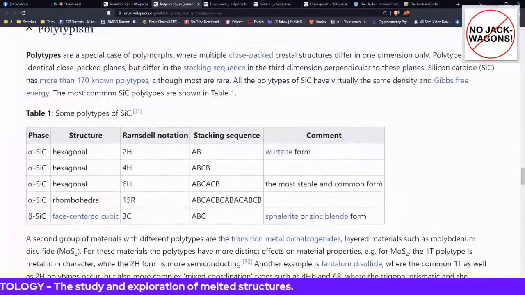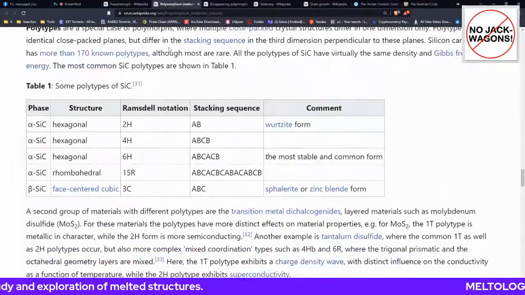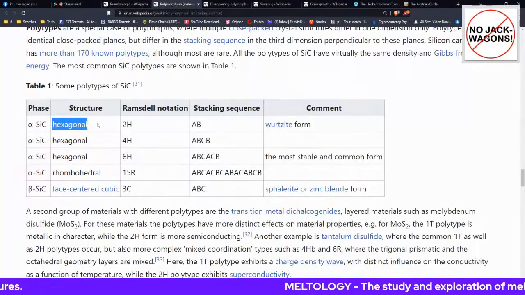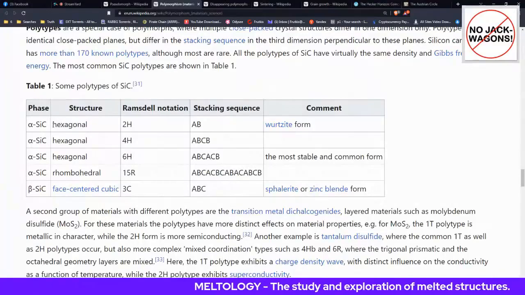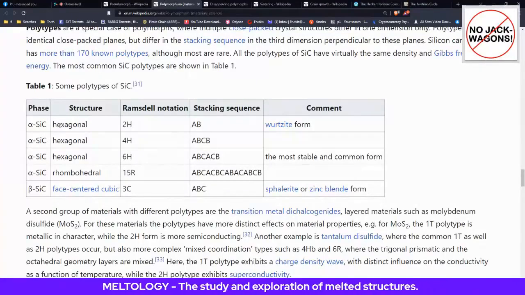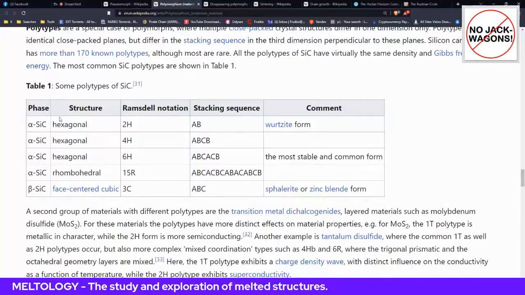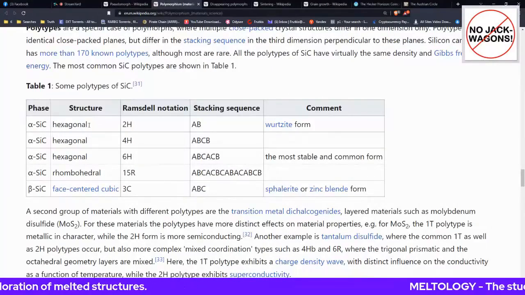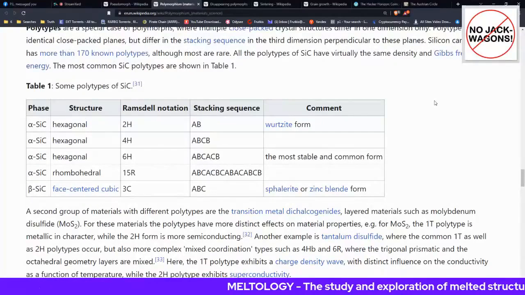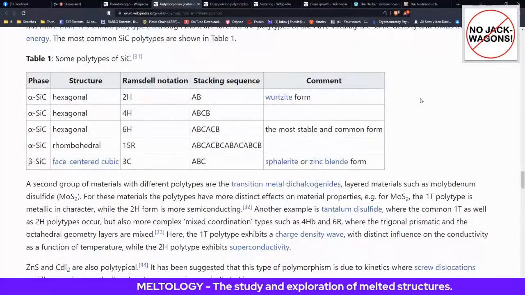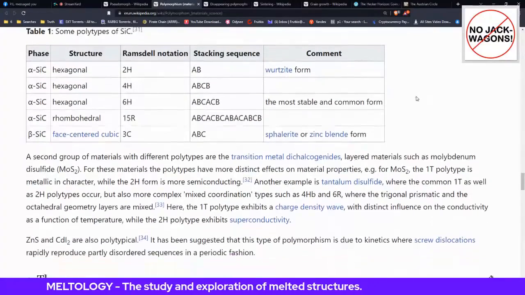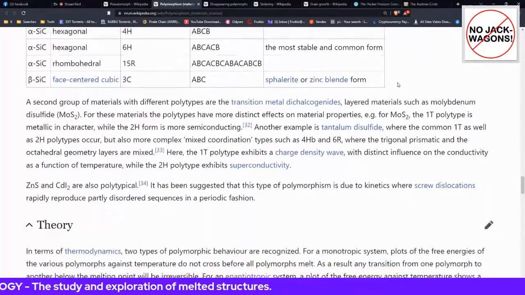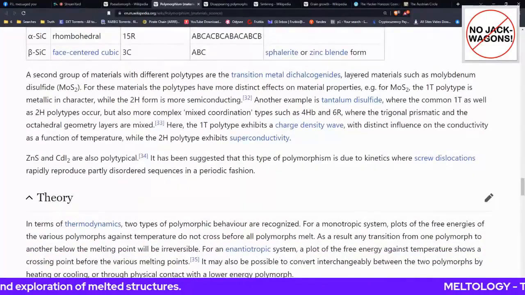So this is the most common form that these things take, these polymorphs: hexagonal. And remember that, because it will all come together. So hexagonal is the most common form that these crystals take when they're polymorphing, right? So we've got to keep that in mind, guys, for what he's going to bring up in a little bit.